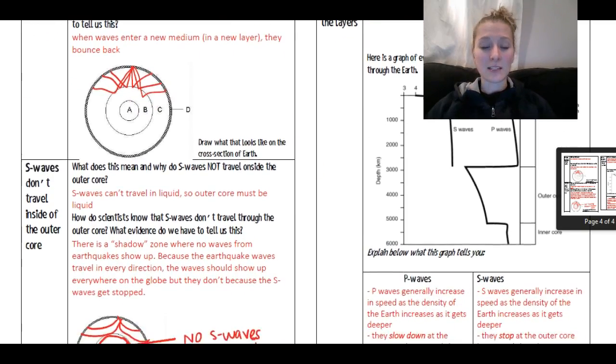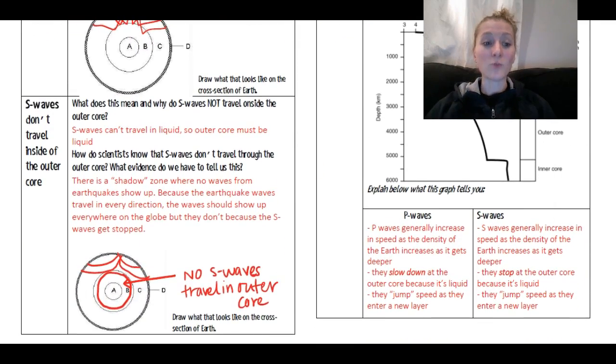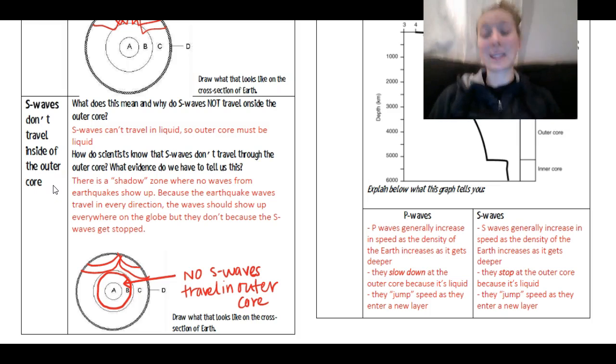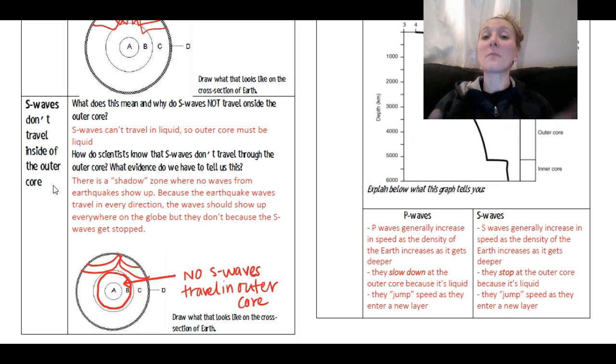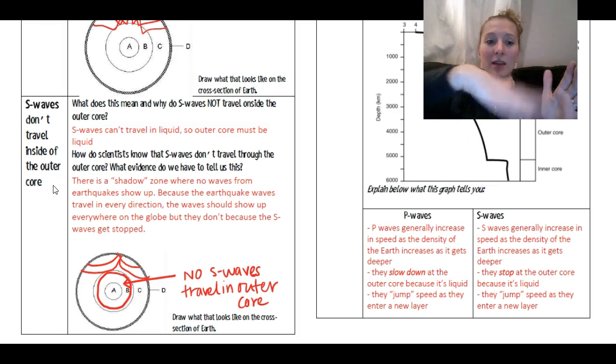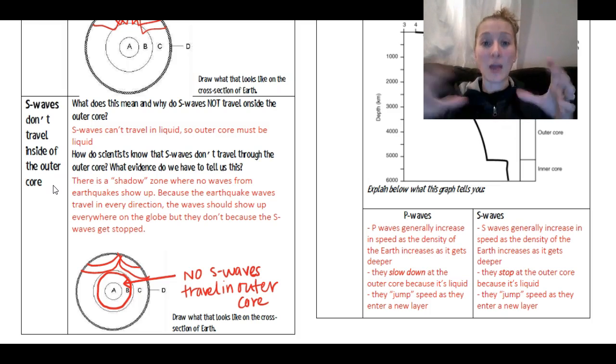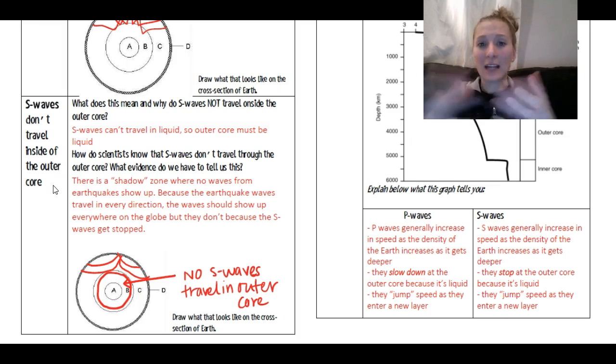All right, the next piece of evidence is that S waves don't travel inside of the outer core. Well, what does that mean? S waves cannot travel through the liquid of the outer core. So they can't travel through liquid at all. So the outer core must be a liquid. There's a kind of complicated explanation to that. The idea is that these are transverse waves, side to side. And when they hit that liquid, it doesn't snap back as easily. And so it kind of just dissipates the wave. So it doesn't have the ability to travel through the liquid material.